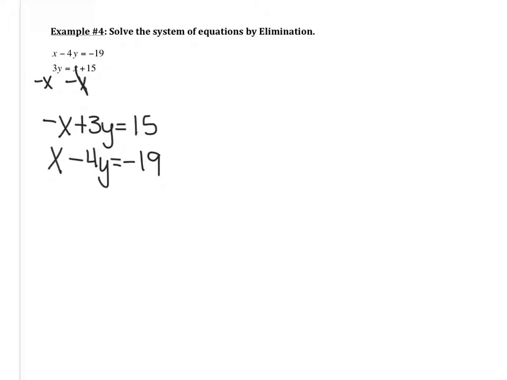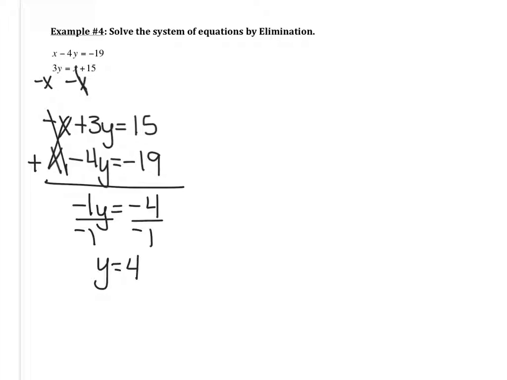Next, we're going to look for opposite coefficients. So we have negative 1x, positive 1x, so those will eliminate each other when we go to add downwards. And the y's will not, since they don't have opposite coefficients. So again, let's add downwards. Negative x plus x is 0, so those eliminate each other. 3y plus negative 4y is negative 1y, or you could just put negative y. And then 15 plus negative 19 is negative 4. So then I can get y by itself by dividing by negative 1, so I get y equals 4.